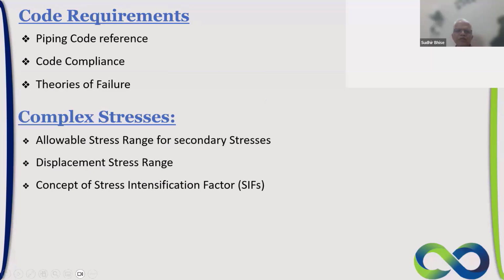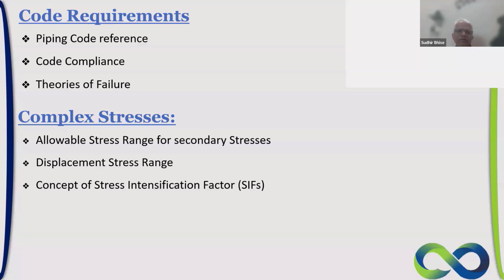We are going to see why these code requirements are directly applicable to the stress analysis. So, the piping code references with respect to the stress analysis, and the requirements of code compliance, the theories of failure, the understanding of complex stresses. We saw the allowable stress range, then the displacement stress range, and we just saw the equations. We did not go into the details of the derivation of the equations, or the concept of the calculations.